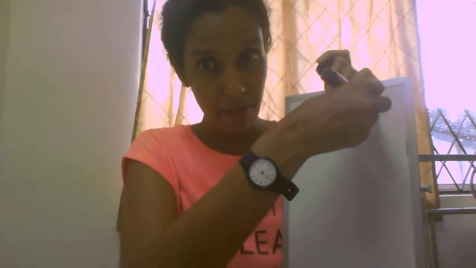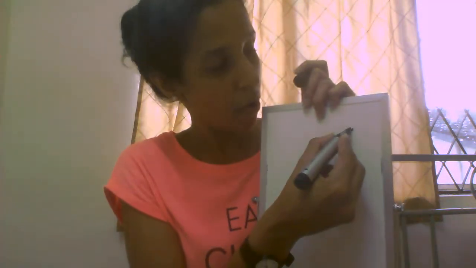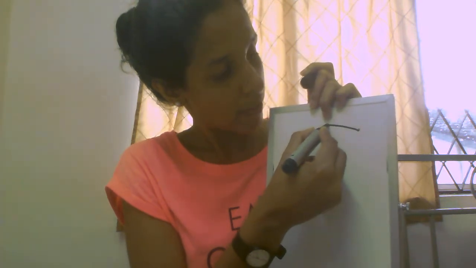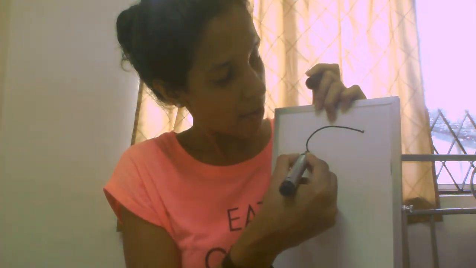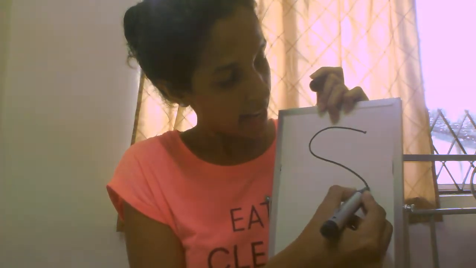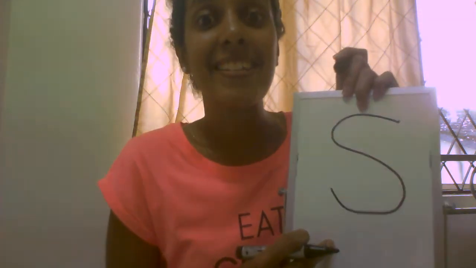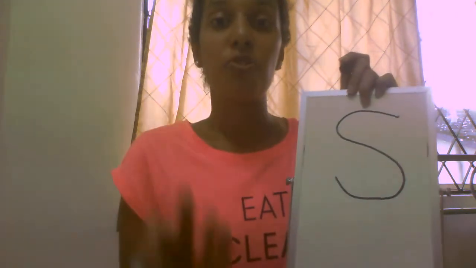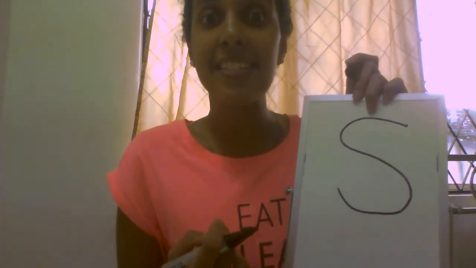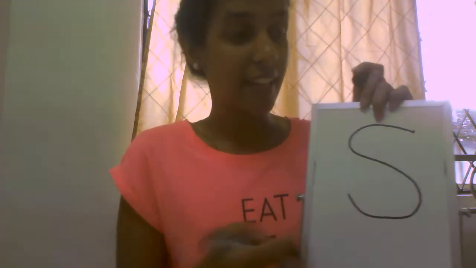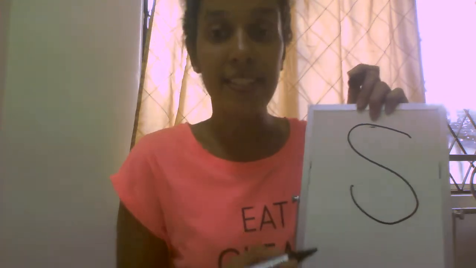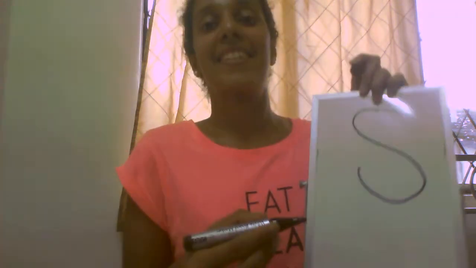I'm going to start from the top. We always start from the top. Start from the top and we go around, turn it in and turn it out. And that is S. Can you try writing S and saying S as you write it? Let's write it together again. This is S. That's right.